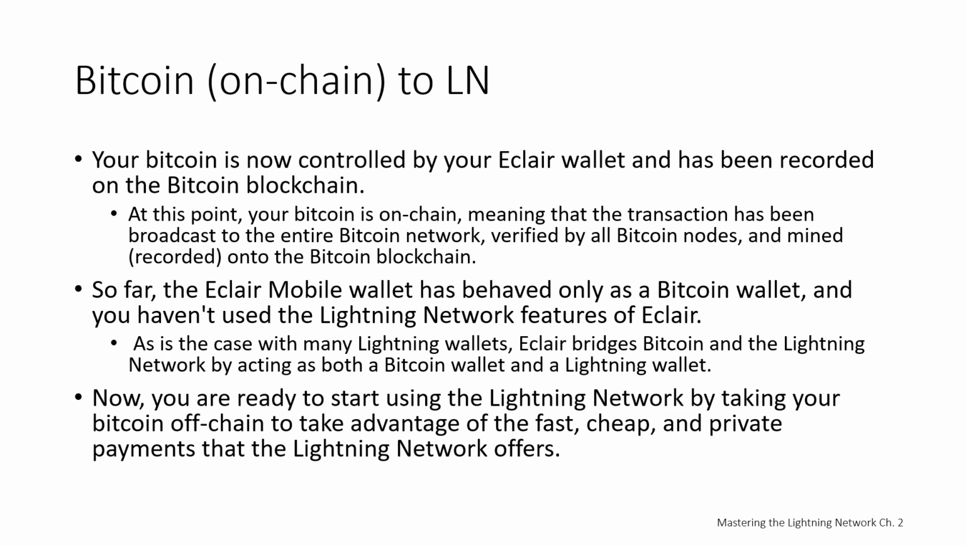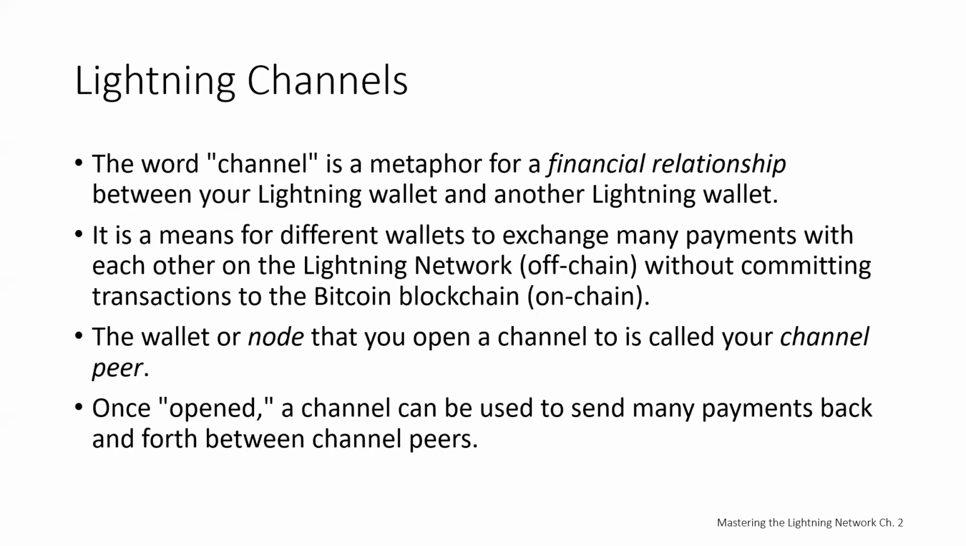Now, as is the case with many Lightning wallets, the example we're using in this lecture uses both Bitcoin and the Lightning Network because it's both a Bitcoin wallet and a Lightning wallet. So now we're ready to start using the Lightning Network by taking our Bitcoin off chain to take advantage of the fast, cheap, and private payments that the Lightning Network offers. So the first thing to do is to use Lightning channels. And the wallet actually provides a section within it that supports Lightning channels, where you can manage the channels that will connect the wallet to the Lightning network.